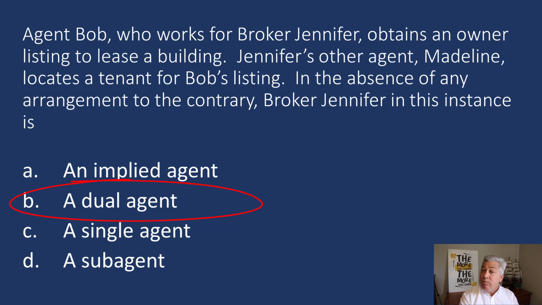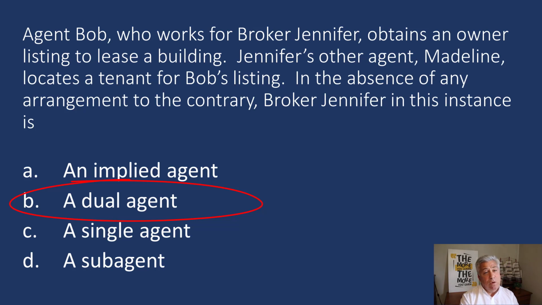Designated agency, probably even more common, especially if you work for a big firm. We have two different agents involved in both sides of one transaction. One agent has the home listed, another agent in the firm finds the buyer. Two different agents. Here's the thing. In this case, broker Jennifer, being the broker who the transaction is actually through, is still representing both parties in this one transaction. It's just we're using two different agents.